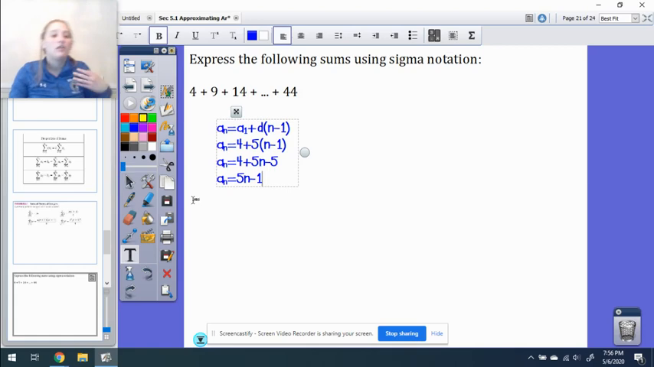So if I wanted to know what the 6th value was, I could plug in 6 and I could get my answer. Okay, so we have our equation.